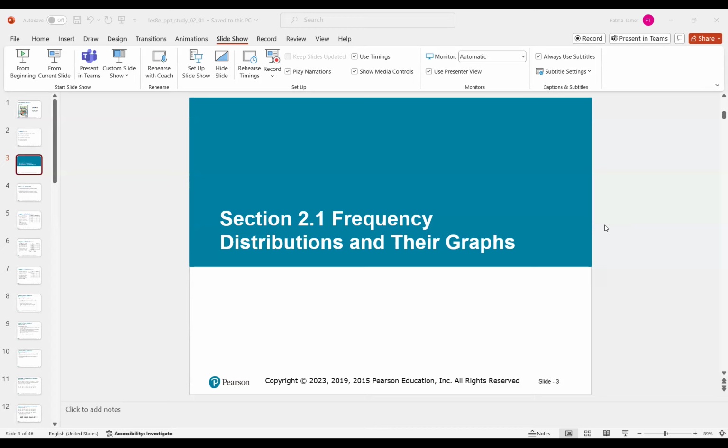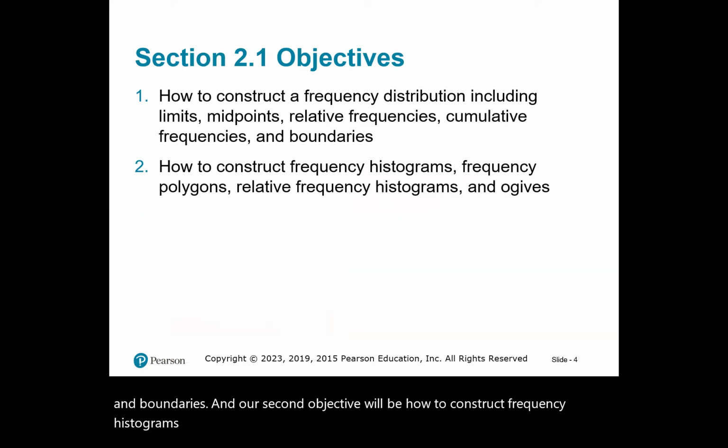We will look at section 2.1, which is called frequency distributions and their graphs, with this video. We have two objectives for this lesson. Objective 1 is how to construct a frequency distribution, including units, midpoints, relative frequencies, and cumulative frequencies. Our second objective is how to construct frequency histograms, frequency polygons, and relative frequency histograms.